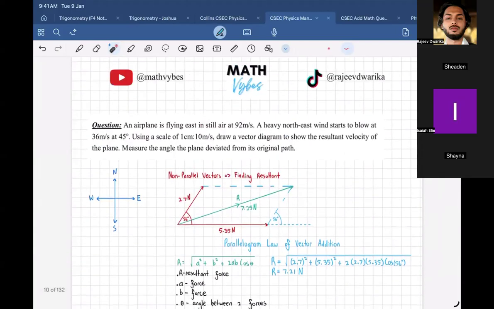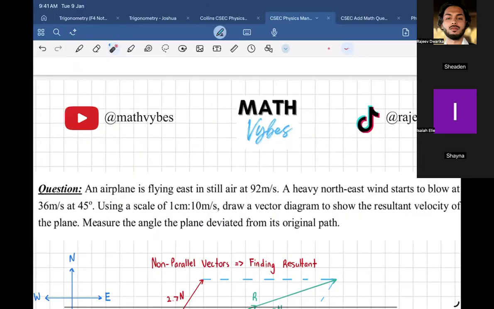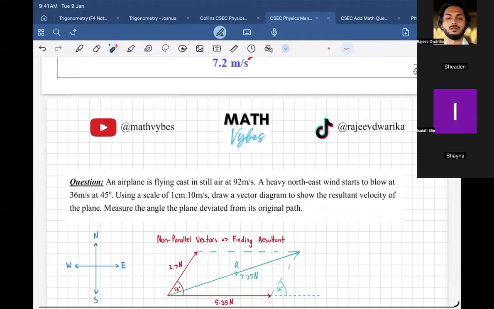Something to keep in mind: you see that I have newtons in the question. Did you see them mention newtons anywhere? Mark said that. Did you see that they mention newtons anywhere? So, she read the question.